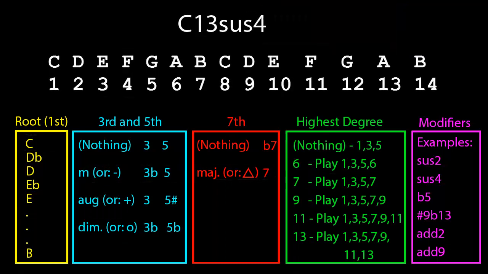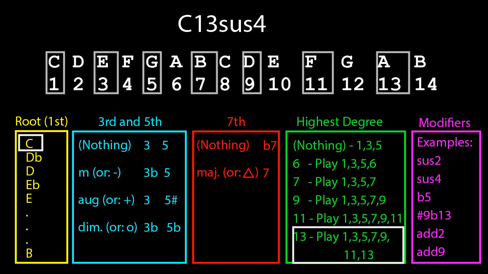Let's look at the C13 sus4 chord. We're going to stay with the C major scale, just to keep things simple for now. We see that the root is C, so the 1st degree is going to be just C. The 13 number, according to the 4th column in the table, tells us we're going to have to play the 1, 3, 5, 7, 9, 11, and 13th degrees of the C major scale, which are C, E, G, B, D, F, and A. However, note that there is no maj modifier, so the 7th degree is going to have to be flattened. So instead of B, we're going to play B flat.